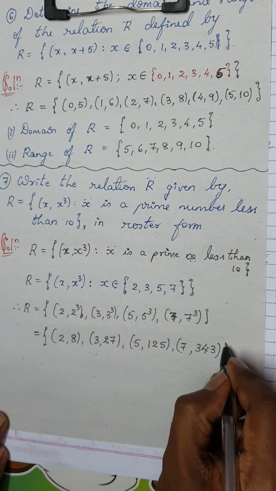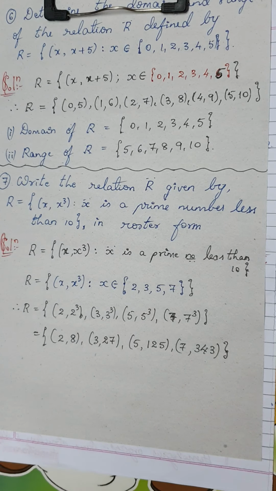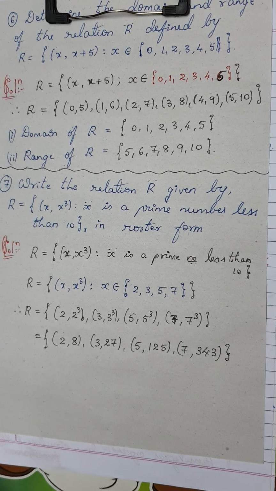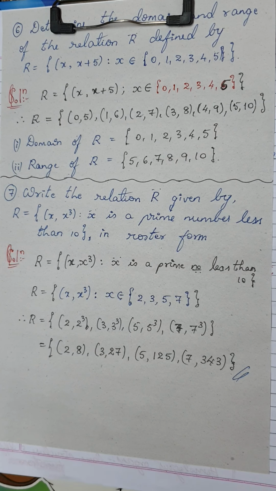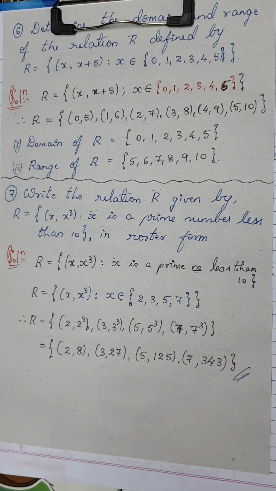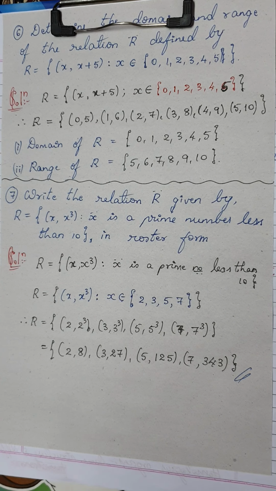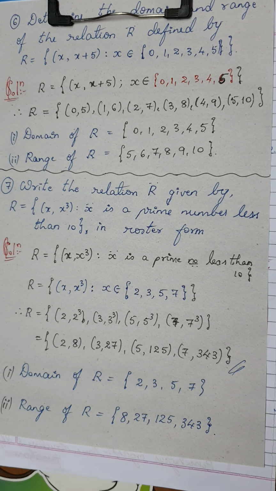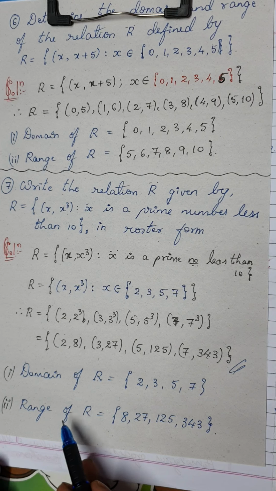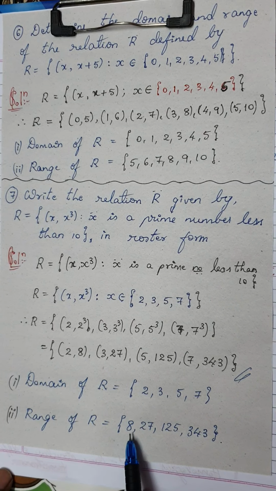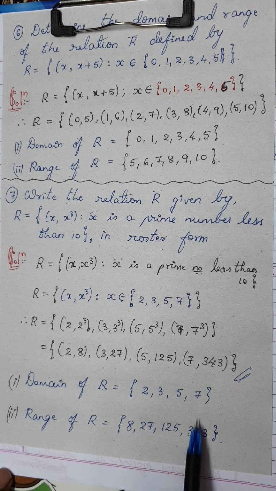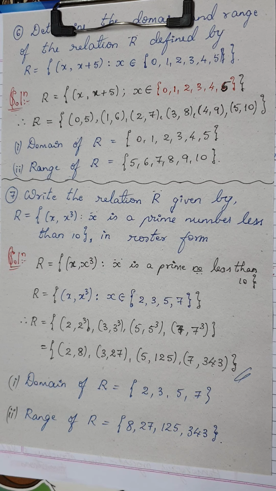You can use your calculator. You will get 343. Okay, so this is enough. He's asked you to find the relation. We have found the relation. For your reference, you can also write the domain and range. So in case they ask you to write the domain and range, you can be very careful. Domain is nothing but 2, 3, 5 and 7, and range is 8, 27, 125 and 343. So that concludes the question number 7.